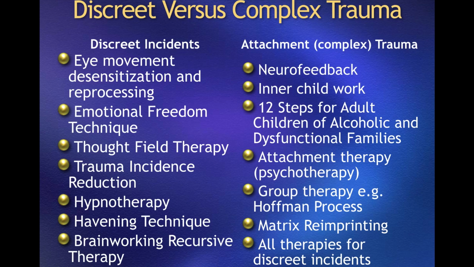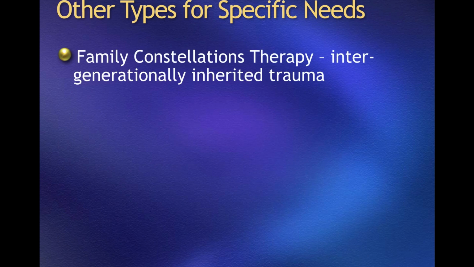It's more complex. You need to do a range of different things when it's complex trauma, like cognitive understanding, reading the books around inner child work. You can actually see an attachment therapist, somebody who specialises in it. There's also group therapy, that's the Hoffman process. So these are the types of things and where they're appropriate for different people. There's also family constellations therapy, not science-backed, but a lot of clinicians, like Dr. Dietrich Klinghardt, use this therapy. It can be very powerful for intergenerationally inherited trauma.